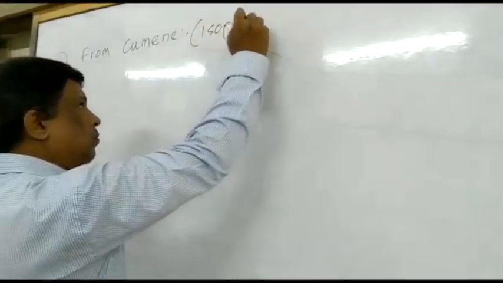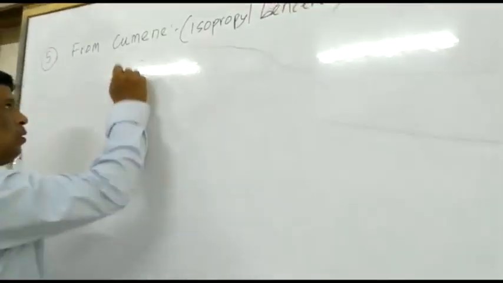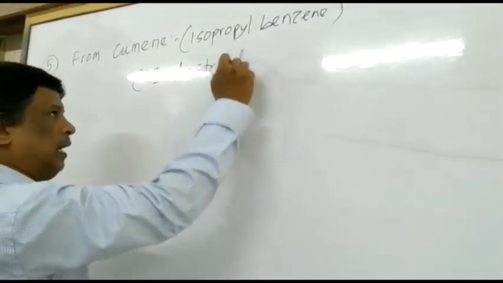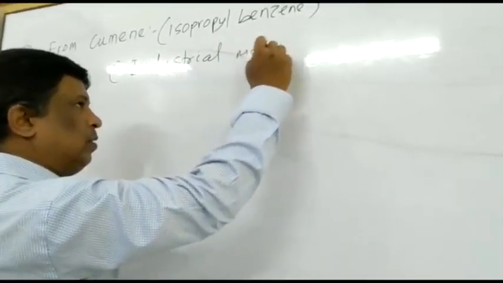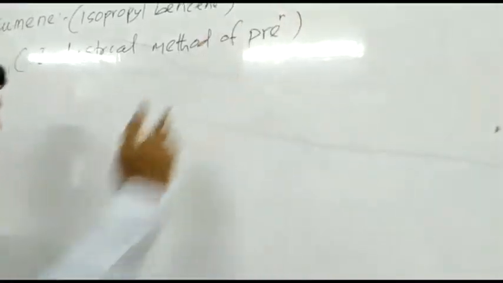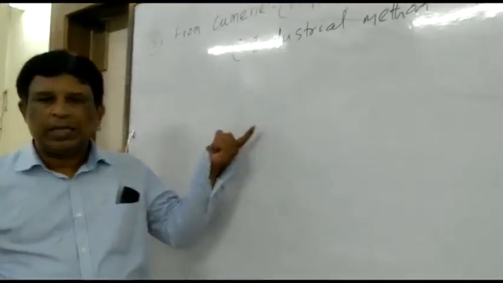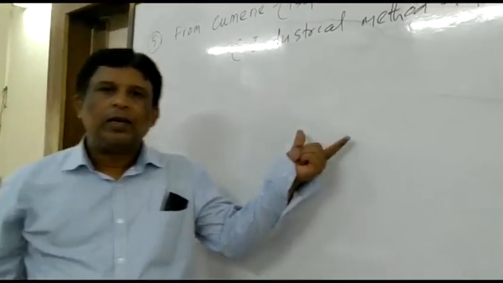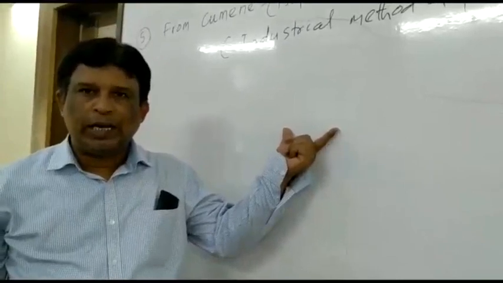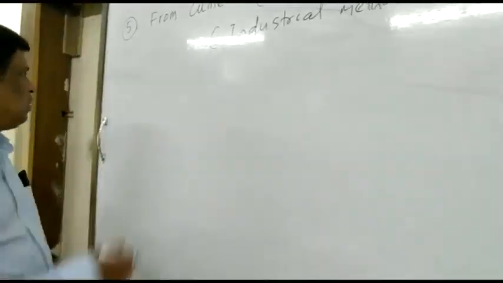Isopropyl benzene is otherwise known as the industrial method of preparation. So what is the statement? When cumene undergoes oxidation from air, one addition product is formed, which is known as cumene hydroperoxide, which upon acidification gives phenol. Let us see the equation.